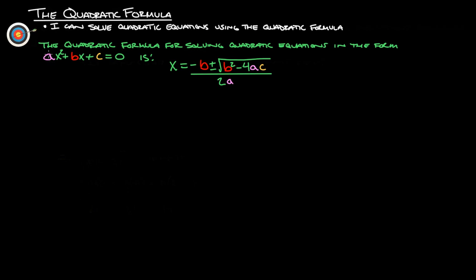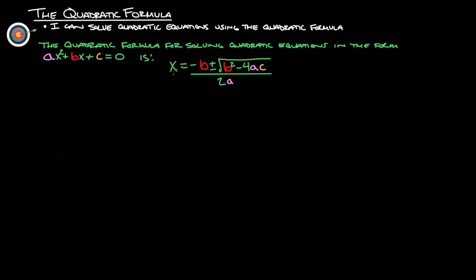Okay, first thing, the quadratic formula for solving quadratic equations in the form some number times x squared plus another number times x plus another number, which is the constant, equals 0, is this formula here. And this is the quadratic formula. Okay? Now, there's a way to remember this quadratic formula.